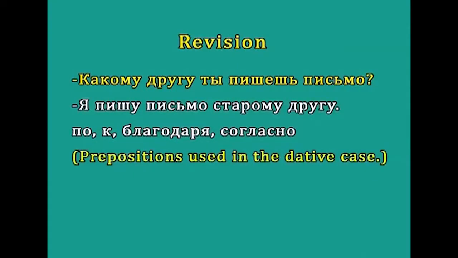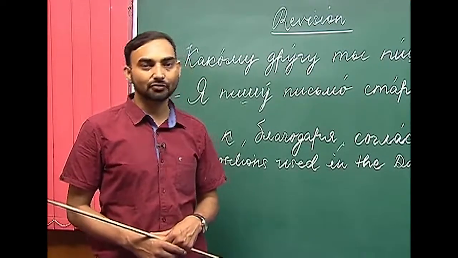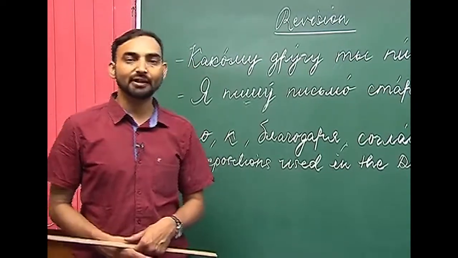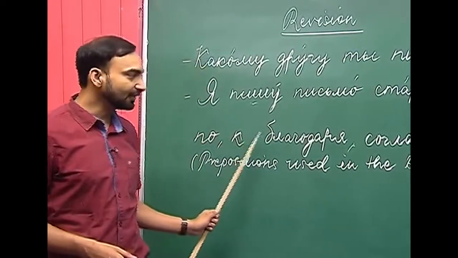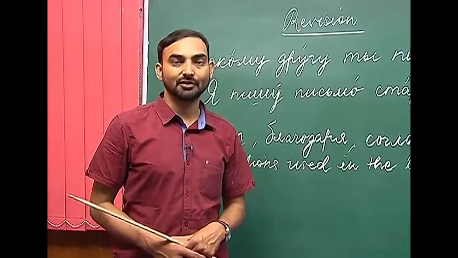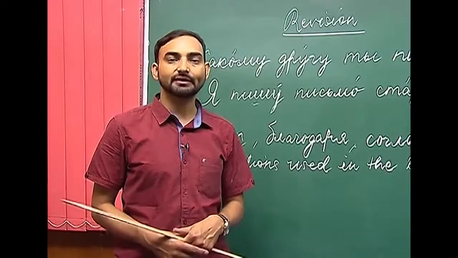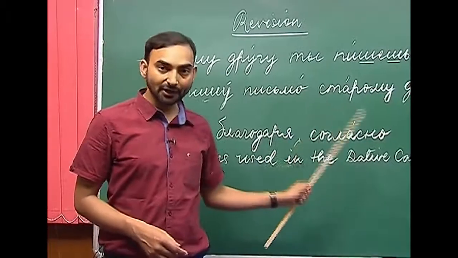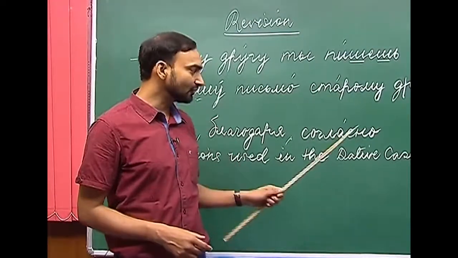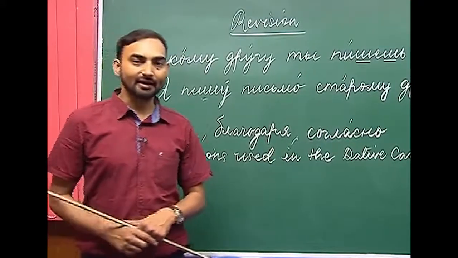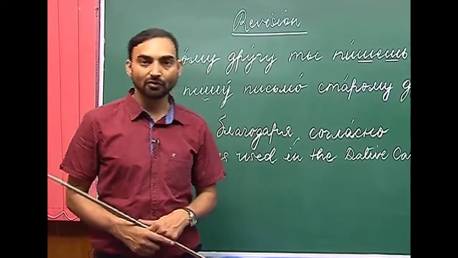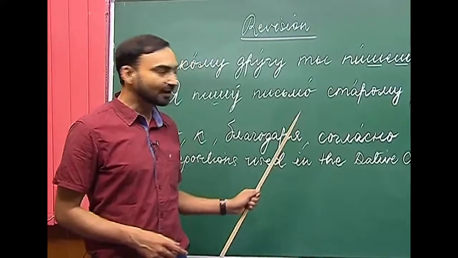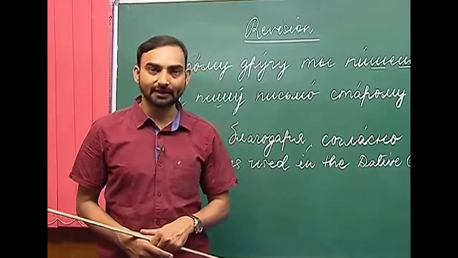And blagodaria, what does blagodaria mean? Blagodaria means owing to or due to, owing to somebody or something. For example, blagodaria sistre, thanks to the sister. Saglasna, what does saglasna mean? Saglasna means according to, in accordance with, and so on. For example, saglasna zakonu, as per the law or in accordance with the law. Saglasna theory, according to the theory, and so on.